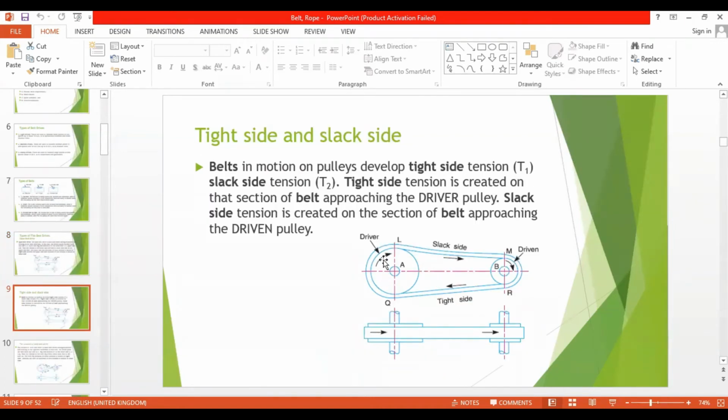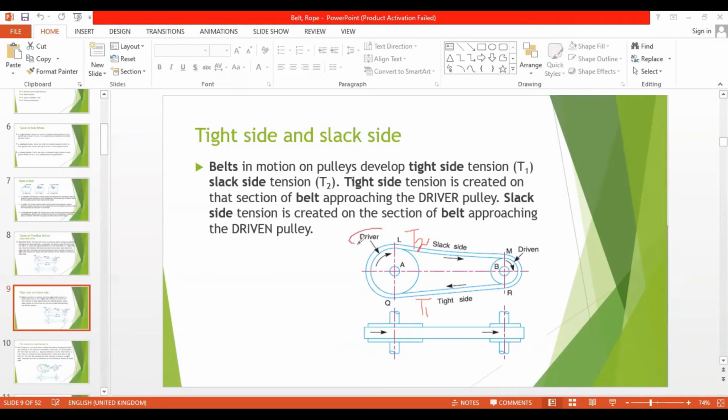Then we have tight and slack side, so we'll elaborate on them. Belts in motion on pulleys develop tight side tension T1 and slack side tension T2. So here, the tight side I can put as T1, and the slack side tension is T2. Tight side tension is created on that section of belt approaching the driver. If you want to find which is the tight side and which is the slack side, the tight side is on the section of belt approaching the driver.